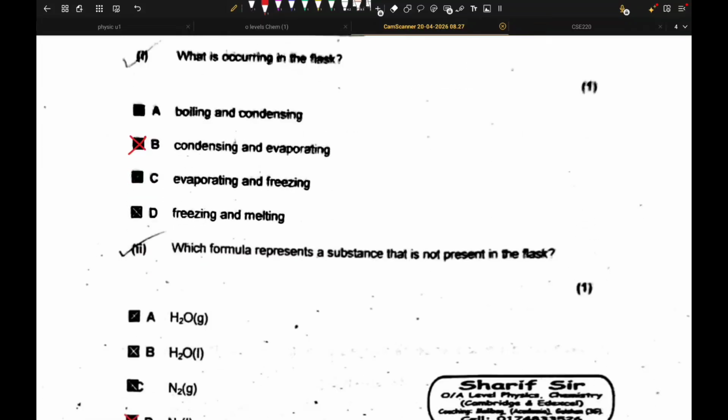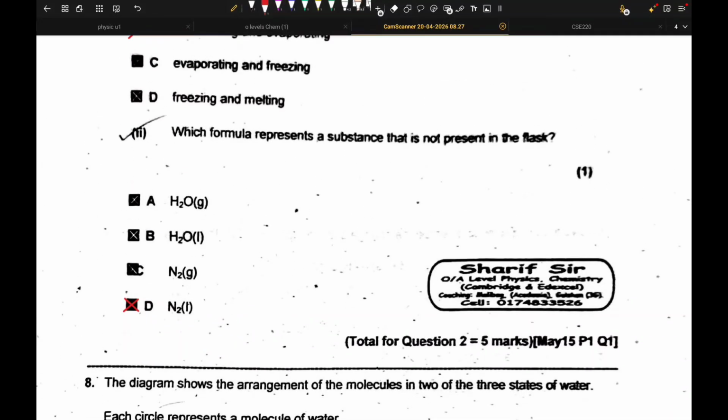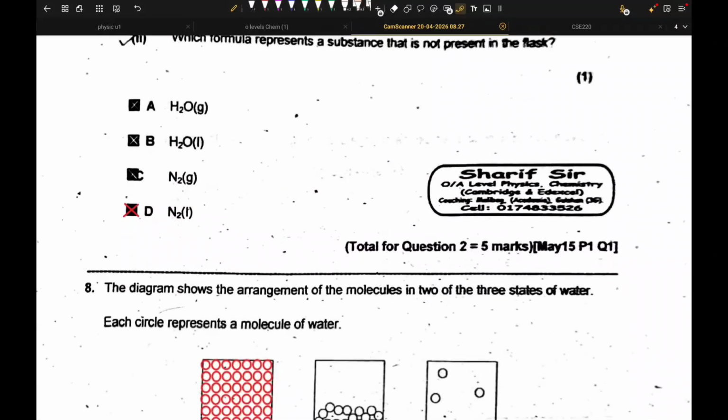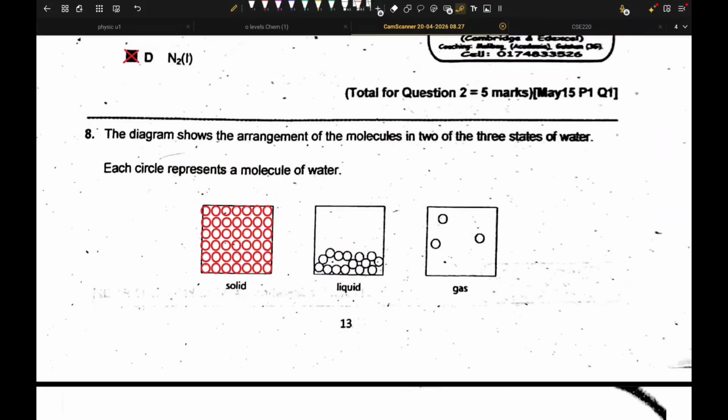Fine. Let's move. Which formula represents a substance that is not present in the flask? Okay, why nitrogen liquid? Why not anything else? The reason is H2O, that's gas, that's steam. H2O liquid, that's water. Nitrogen gas exists in the air, but nitrogen liquid should be a different liquid. That's why it's D.